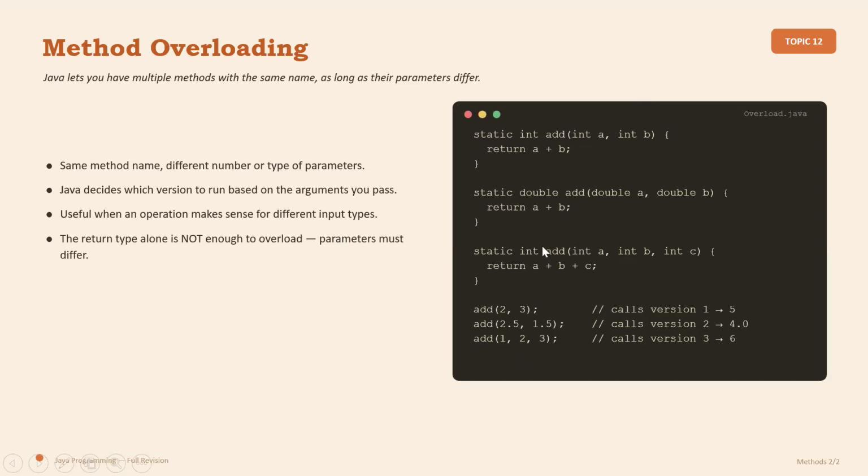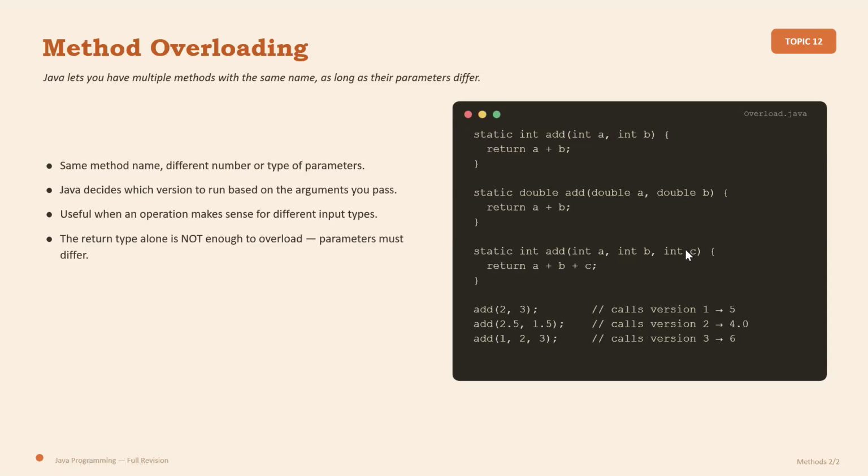And then we have 2.5 and 1.5. So this calls the method with 2 doubles. And then we have 1, 2, 3. All are integers. So this calls a method with 3 integers.